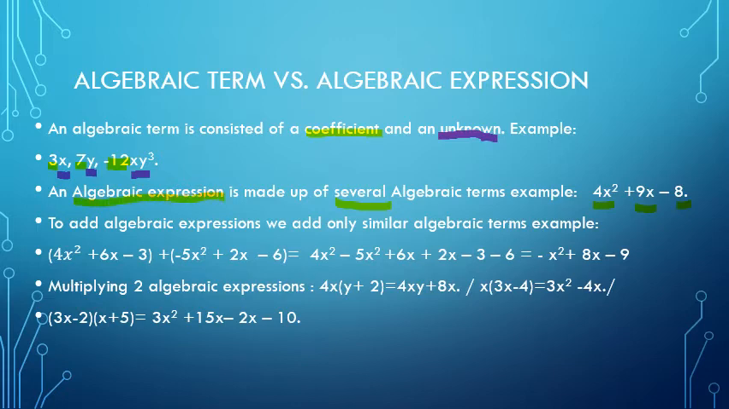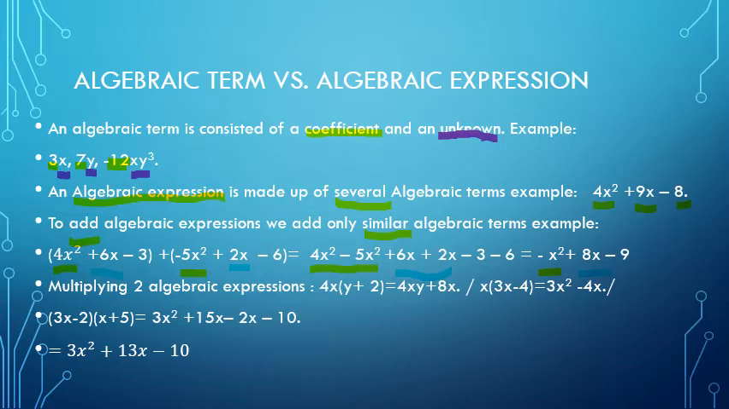To add algebraic expressions, we add only similar algebraic terms. What are similar algebraic terms? They are terms which have the same unknown. For example, here 4x squared with 5x squared can be added together, so we make something called grouping, okay? And then we add them together to get minus x squared. Another example is 6x with 2x, this is the second term, added together to make 6x plus 2x, and their answer will be 8x.